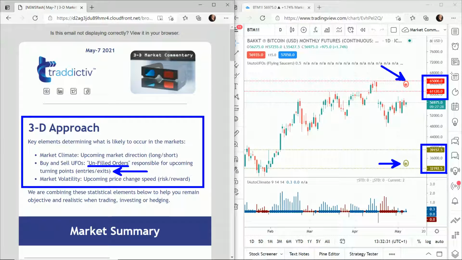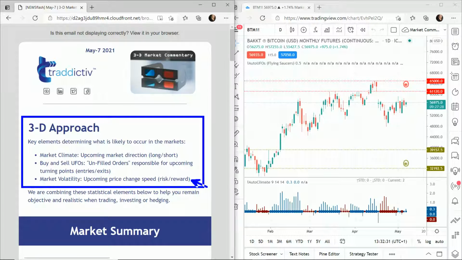So that we buy with loads of other buyers, because that's more likely to beat the sellers and push price up, and we sell with loads of other sellers, because that's more likely to beat the buyers and push price down. So we use our AutoUFOs there to help us with that, entries and exits.